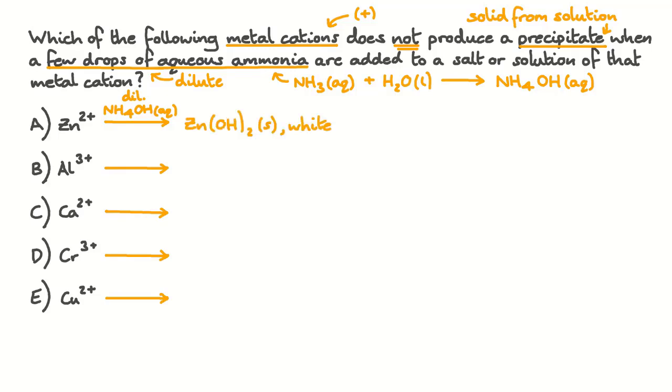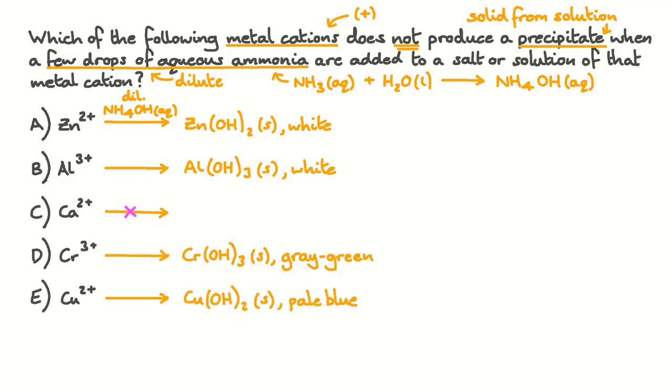Zn2+ ions will react to produce a white precipitate of zinc hydroxide. And we get a similar reaction with Al3+ ions, producing aluminum hydroxide. However, calcium 2+ ions do not react with aqueous ammonium hydroxide, no matter the concentration. There isn't an easy way to understand why, you'll just need to remember it. Meanwhile, chromium 3 ions do react, forming a grey-green precipitate of chromium 3 hydroxide, while the precipitate we get from copper 2+ is pale blue copper 2 hydroxide.